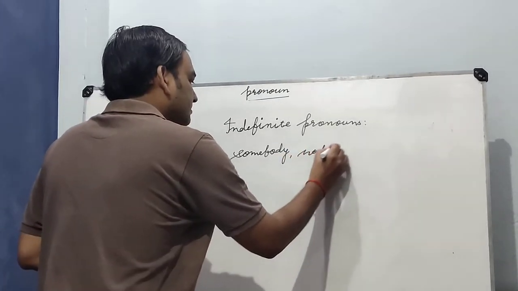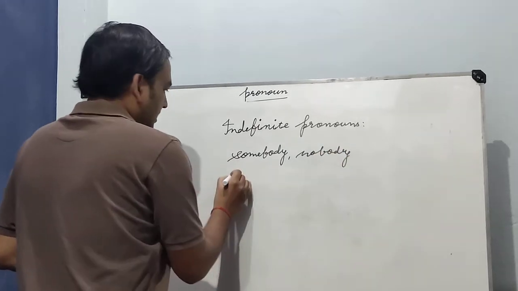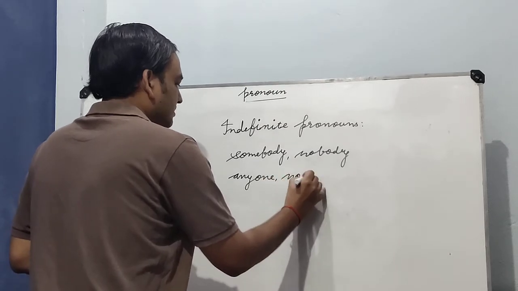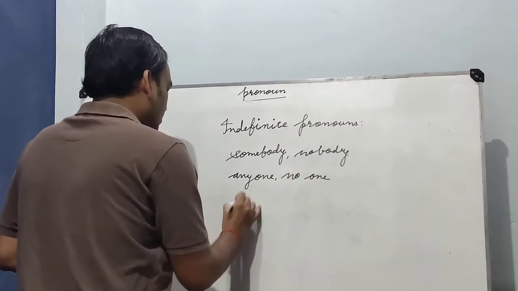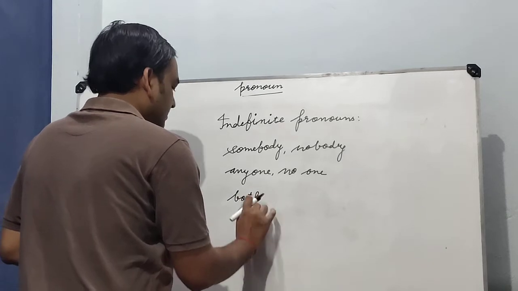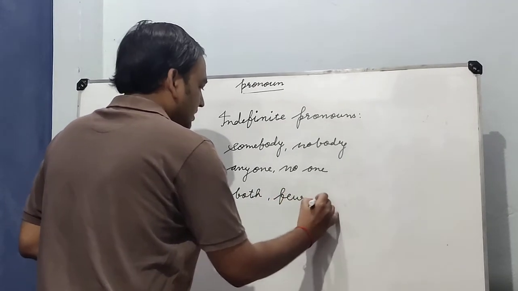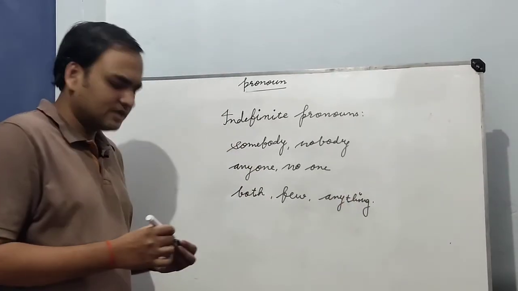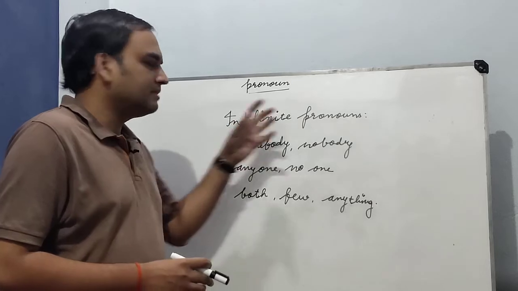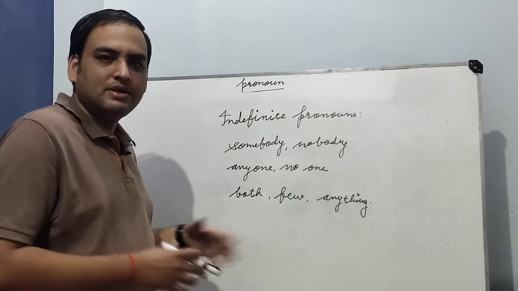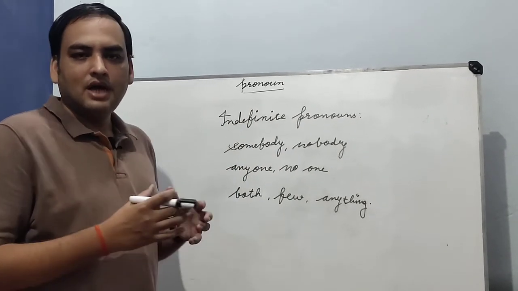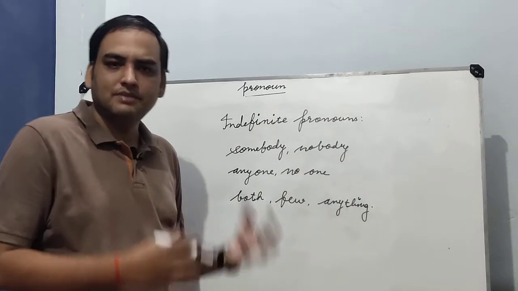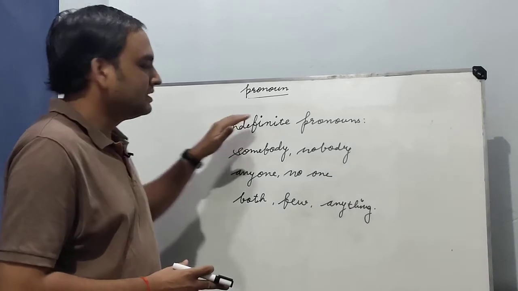Nobody, anyone, okay, no one, both, few, anything. So I have written few words, but there are so many words. They are in indefinite pronoun, like somebody, anybody, nobody, anyone, someone, no one, everyone, none, both, few, much, anything, everything, something. These are the words that come in indefinite pronoun.